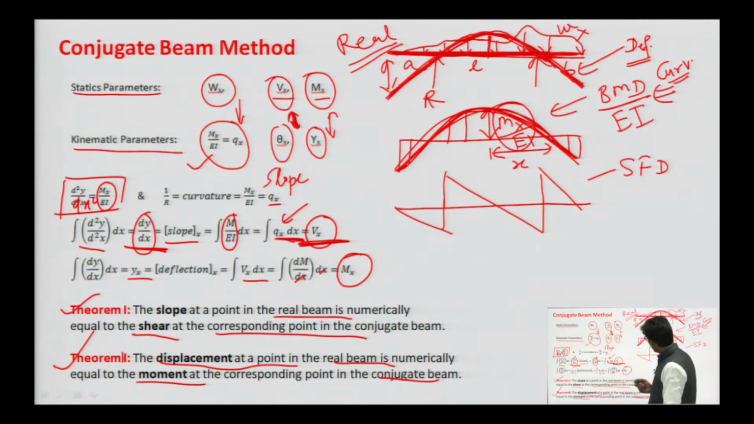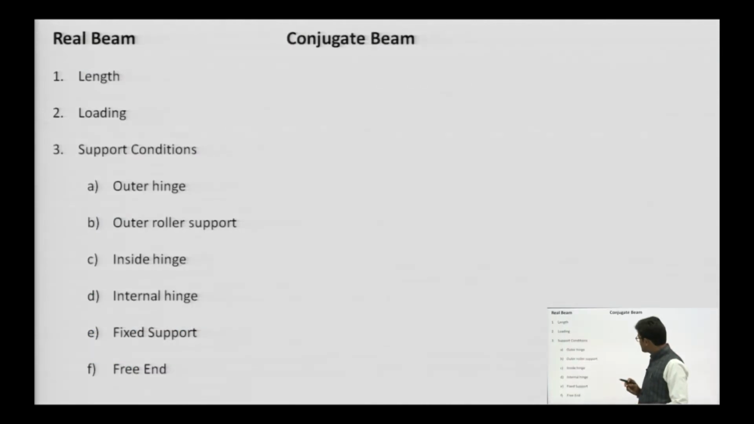So, what will we do? What are the steps to find the conjugate beam? Step number 1 is to find the bending moment. Then divide the ordinate of the bending moment by EI, to get the loading over the conjugate beam. And the next step is to change the support condition.